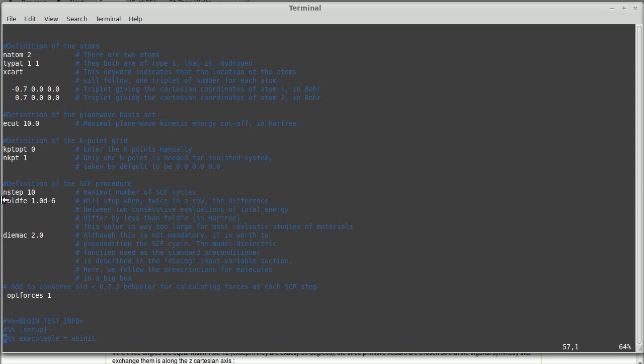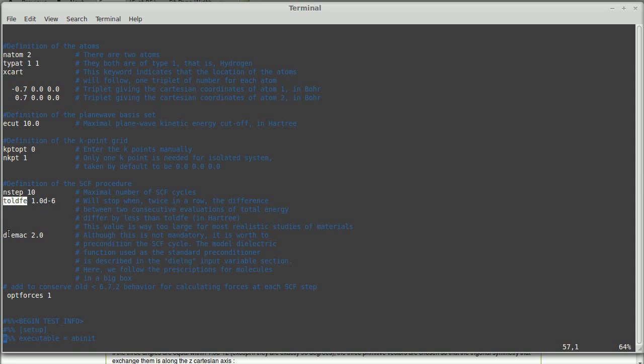In this case, we have used the toldfe, which is a tolerance criterion on the total energy. So if twice in a row the total energy differs by less than 1 to the minus 6 Hartree, then it will consider that the self-consistent procedure is converged, and it will stop the self-consistent procedure.